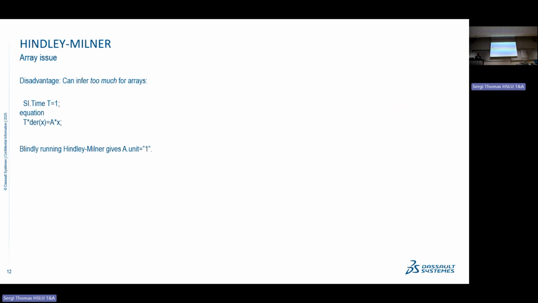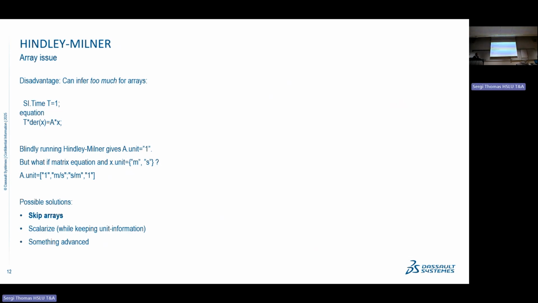The disadvantage with Hindley-Milner is that it infers too much for arrays. So if you have t times x equals a times x, it will infer that the unit for a is 1. However, if this is an array equation and x is an array with meters and seconds, then a is a matrix with weird units, but that's something that can happen. The possible solution we will use is to just skip the arrays. It might be possible to do something else, but it's very complicated to scalarize while keeping the unit information. And the advanced thing, I don't know exactly what it would be.